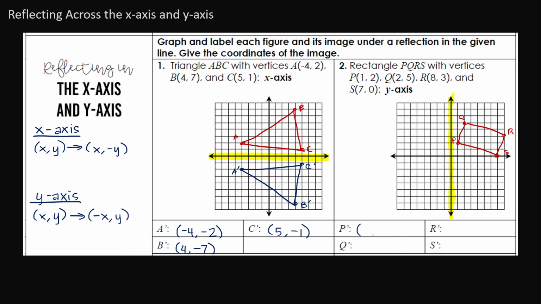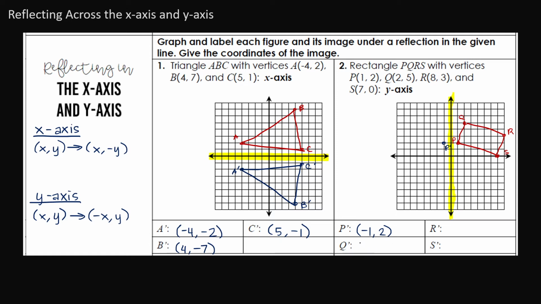So our original point P is (1, 2). So P prime should be (-1, 2). Again, x changes sign, y stays the same. So P' would be at (-1, 2). And notice how these points are exactly the same distance from the line of reflection. P is 1 coordinate away, P prime is 1 coordinate away.